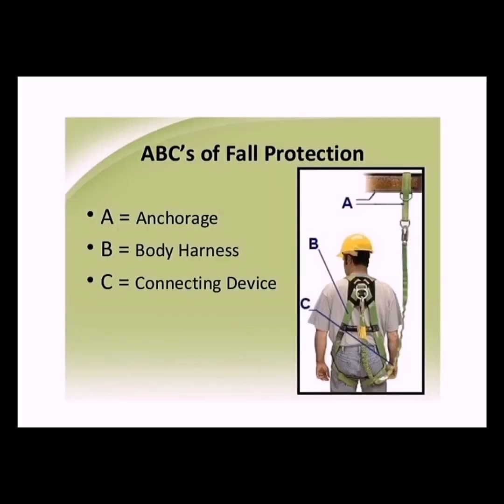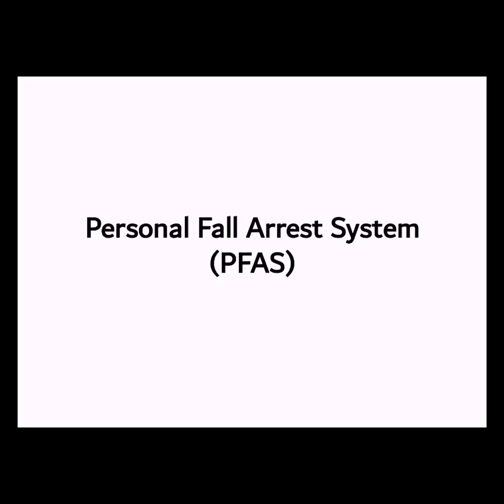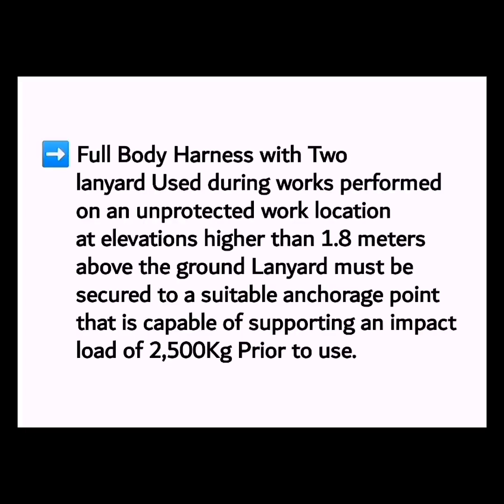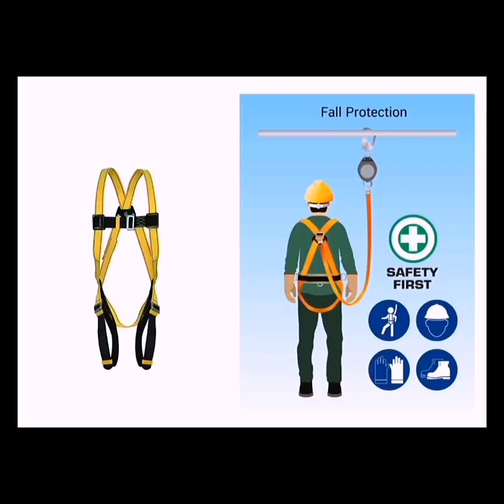The ABC of fall protection are: A for anchorage, B for body harness, and C for connecting device. Personal fall arrest system. Use a full body harness with lanyard during work performed on an unprotected work location at elevations higher than 1.8 meters above the ground. The lanyard must be secured to a suitable anchorage point that is capable of supporting an impact load of 2,500 kilograms prior to use. Make sure that fall protection equipment is in good operating condition.